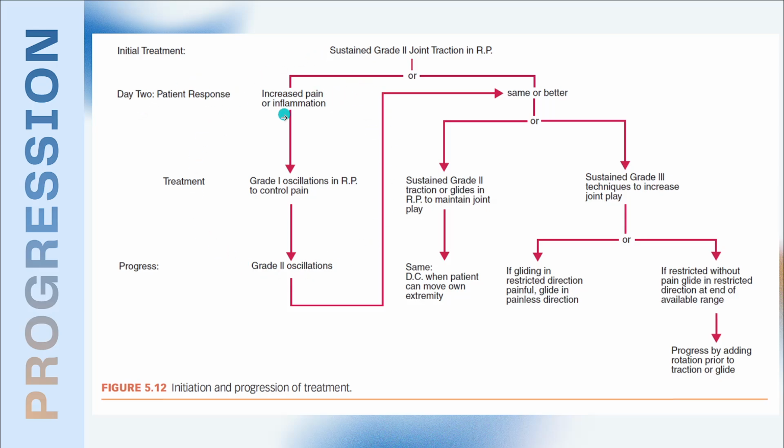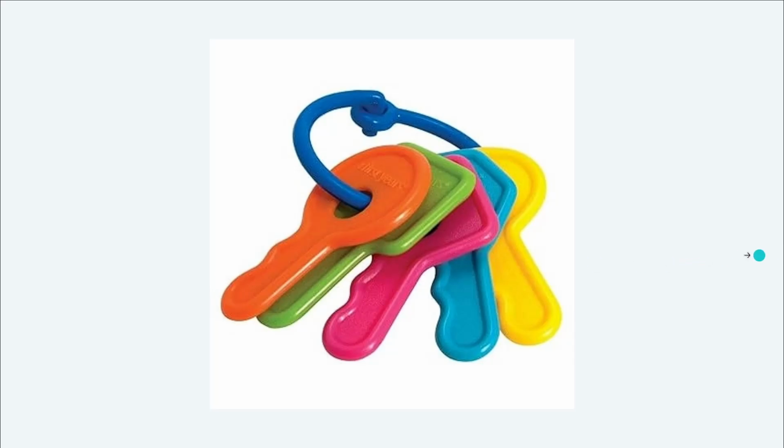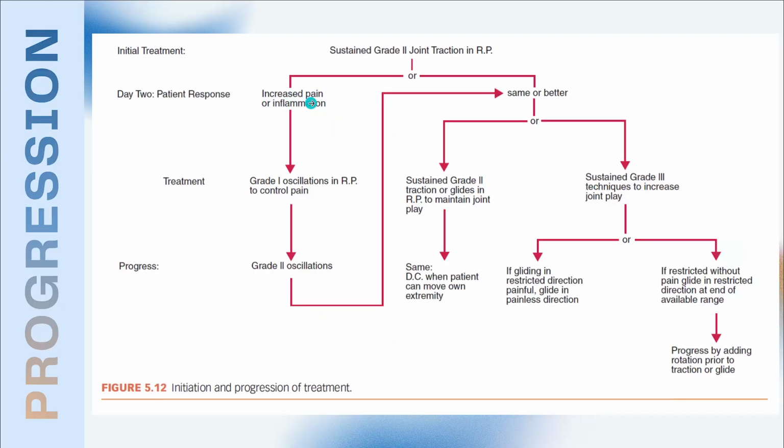Let's go to this one first. Increased pain or inflammation. If the patient, upon being applied with a grade 2 joint play distraction in the resting position, experiences increased pain, they say it hurts, it still hurts.